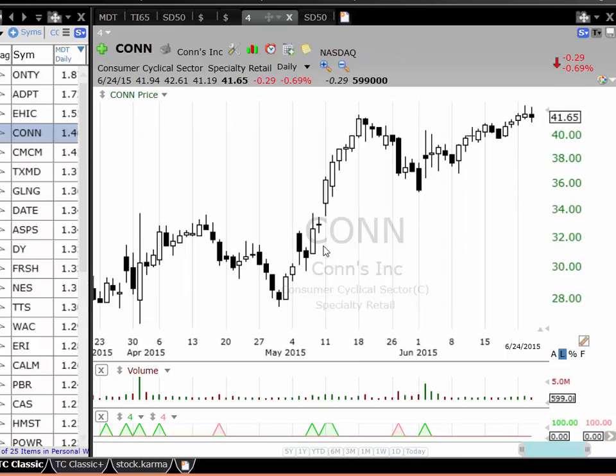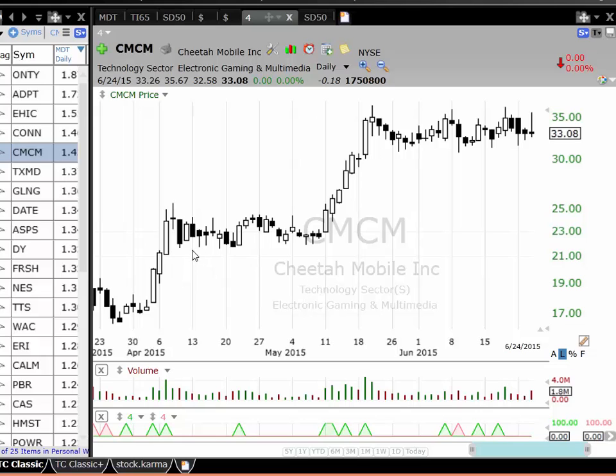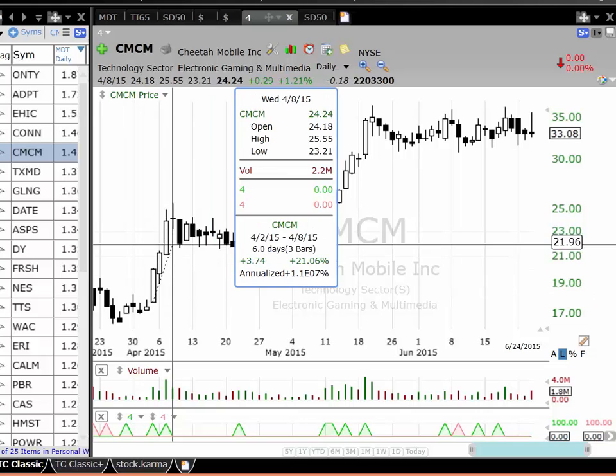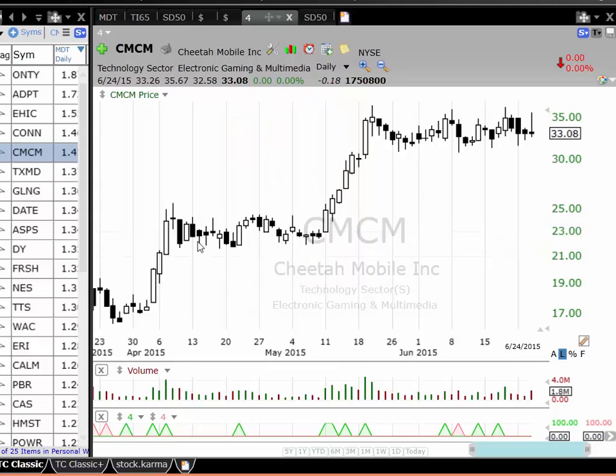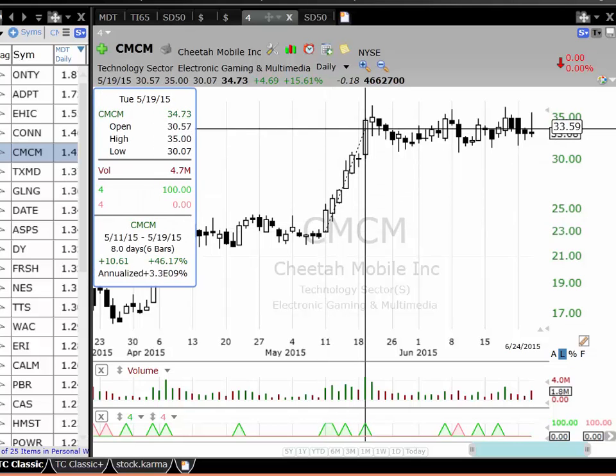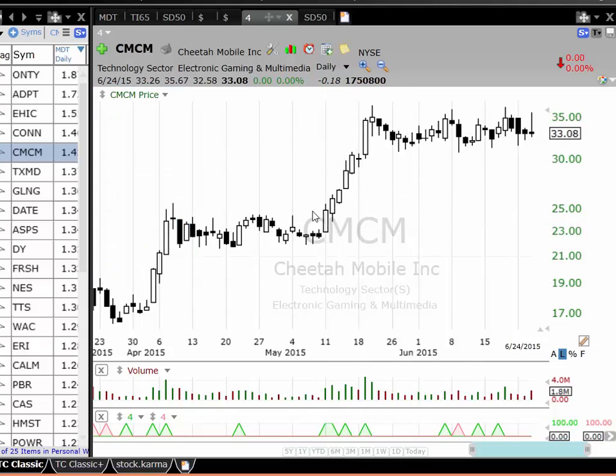Then you have Con, CMCM. If you see similarly, first a momentum burst, where in just 3 days the stock went up around 34%, then it did nothing for a couple of weeks and then set up again with a series of narrow range days. This is the kind of thing which you're looking for, a series of narrow range days, and then a breakout where it went up 51% in just 4, 5, 6, or 7 days.